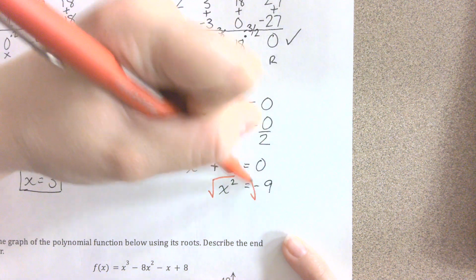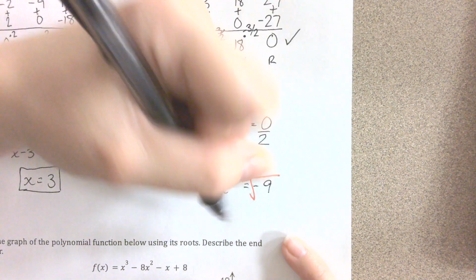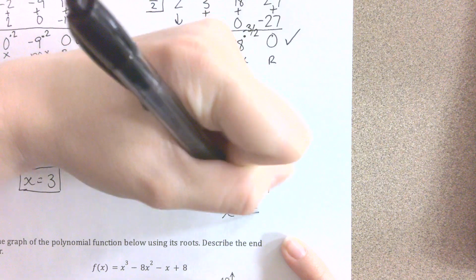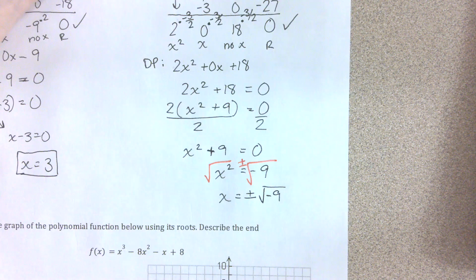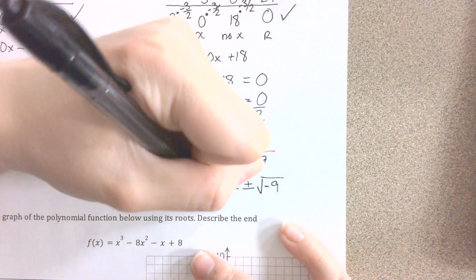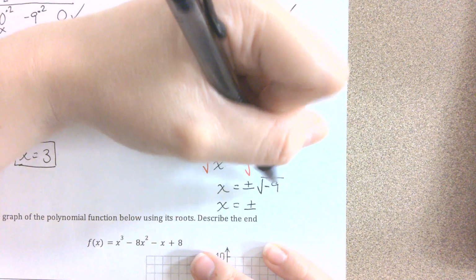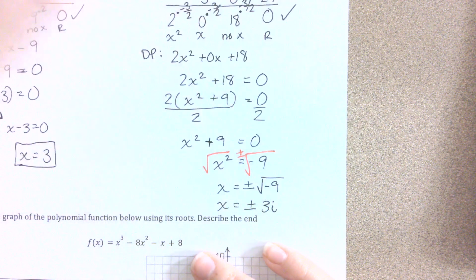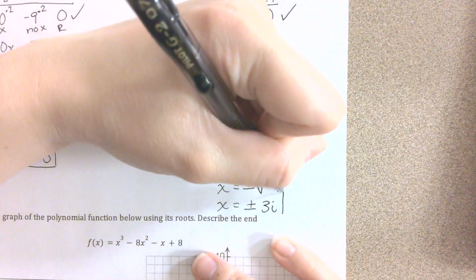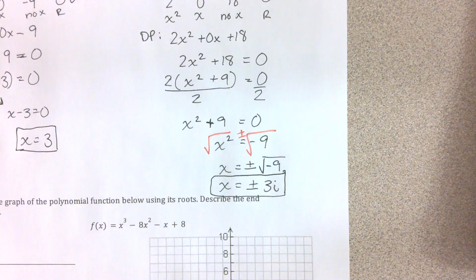Square root both sides. Don't forget that plus or minus. We have x equals plus or minus the square root of -9. X equals plus or minus, i comes out, but 9 is a perfect square, which is 3. So this is plus or minus 3i. These are the missing zeros. There are 2 of them here. And that's it.